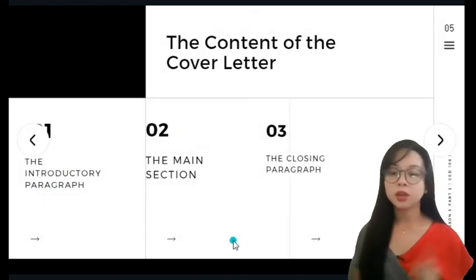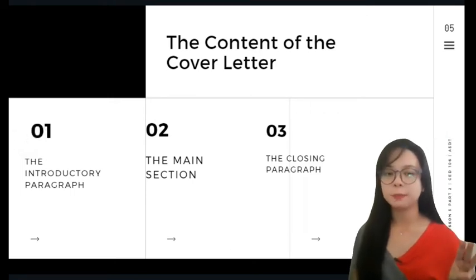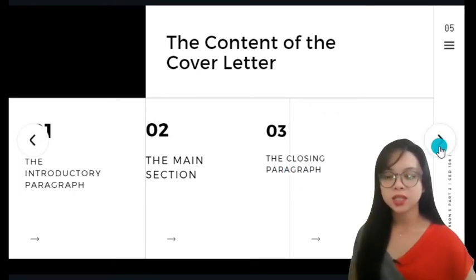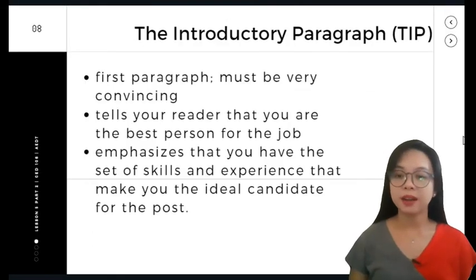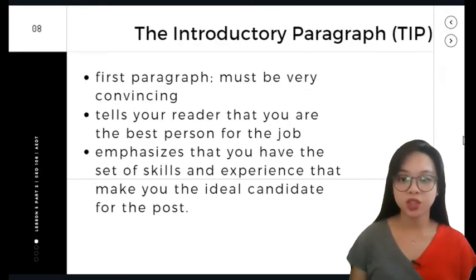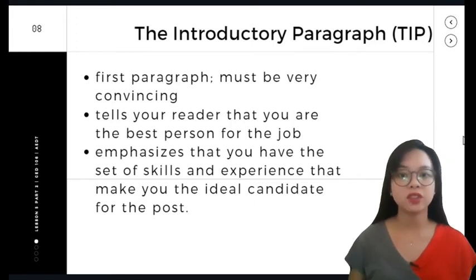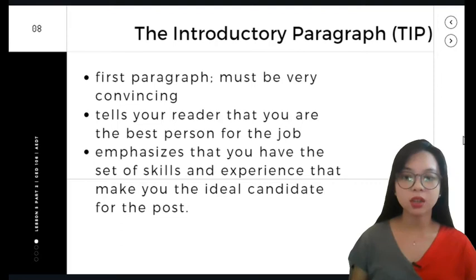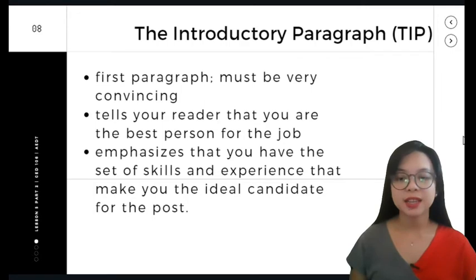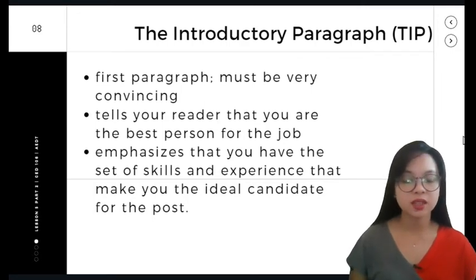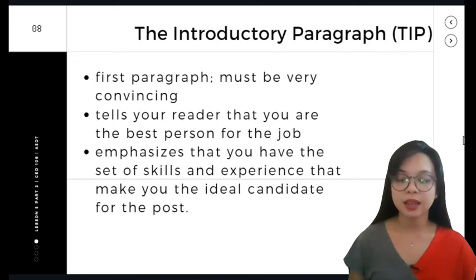So now, what are the contents of the cover letter? We have the introductory paragraph, we have the main section, and the closing paragraph. So we're now going to discuss each of them. First is the introductory paragraph. So this is the first paragraph, which is very important, for this must be very convincing. Why? This paragraph decides whether or not your readers will be interested in your letter and in the CV that is attached to your letter. So this tells the reader that you are, of course, the best person for the job. And also, this emphasizes that you have the set of skills and experiences that make you an ideal candidate for the post.